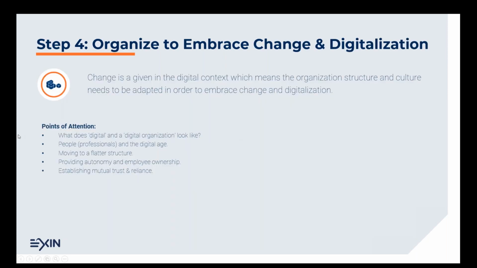So initially, what we've got here is organising to embrace change and digitalization. Change is a given in the digital context, which means the organisation structure and culture needs to be adapted in order to embrace that change, digitalization. And we struggled initially, I won't lie, to understand what our digital organisation looked like on a global scale. But again, through those proof of concepts and the stakeholders, we were able to start using our stakeholder map to understand what the digital organisation looked like, but also to start embedding governance and service management principles that worked for that organisation.